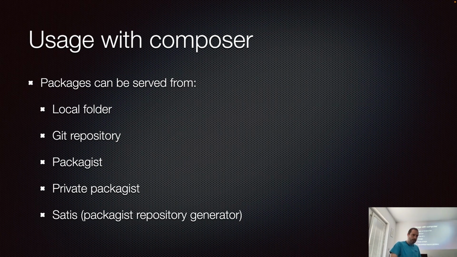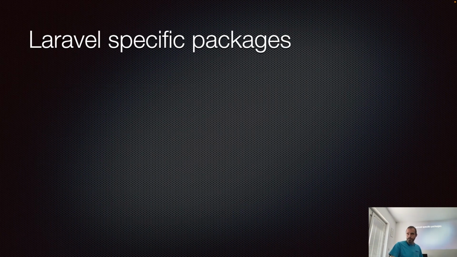What is Satis? It is a static packages repository generator. So basically, you can generate a bunch of folders and files, and you can put it up on your server, and you can use it as a repository for your private packages. Basically, I think that's how Nova works. So then you can add authentication to that server, or you use that for private or public purposes.